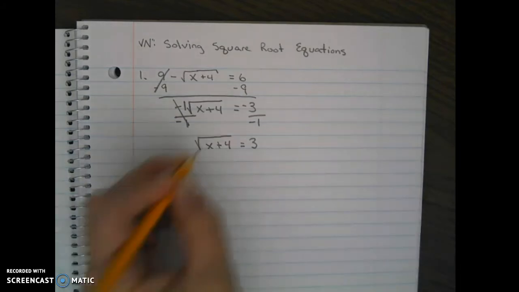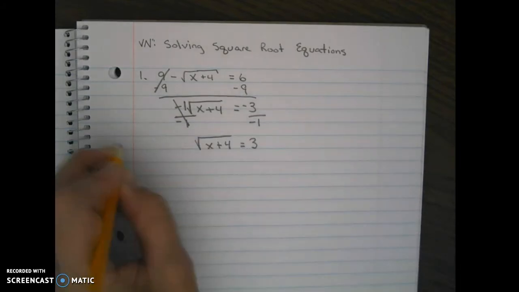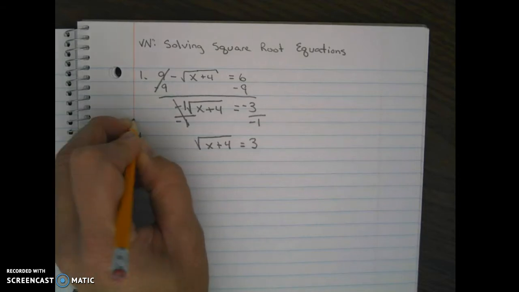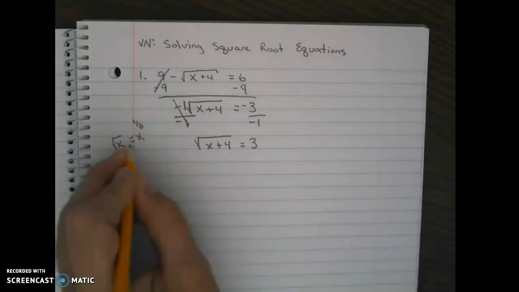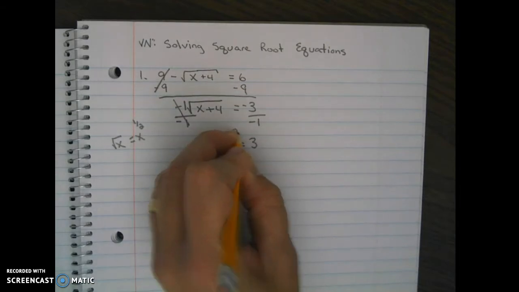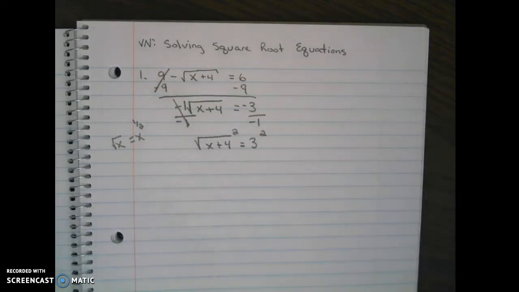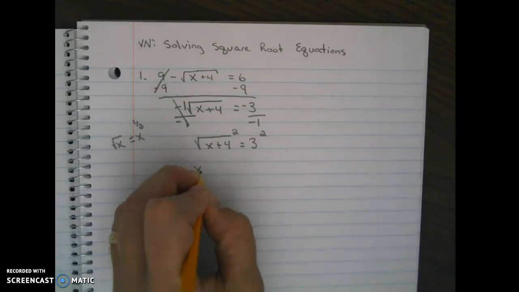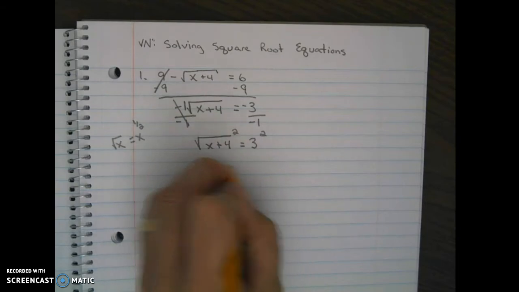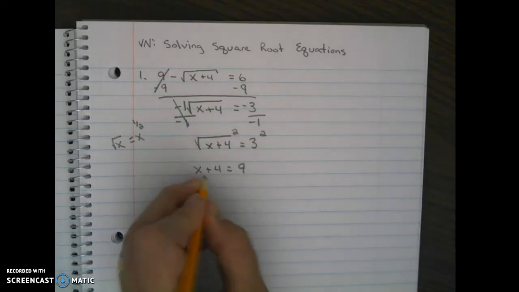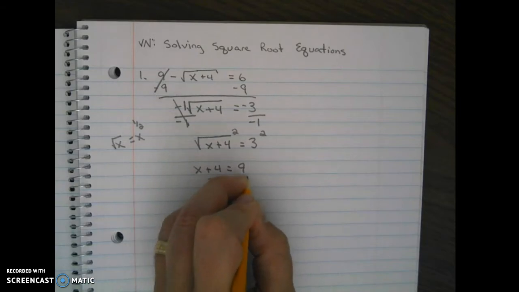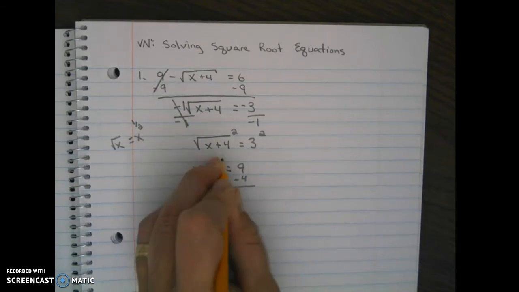Okay, so next we're going to undo the exponent. Remember that square root is x to the 1/2. We learned that first semester. So to cancel out that 1/2, we're going to square both sides. And then we finish inside the grouping symbol here to get our solution.